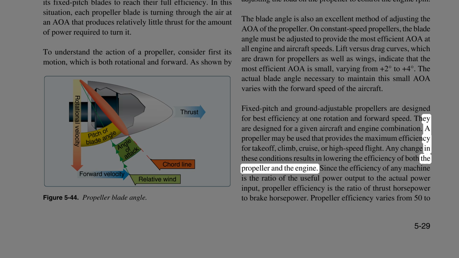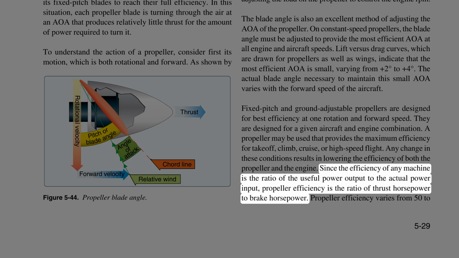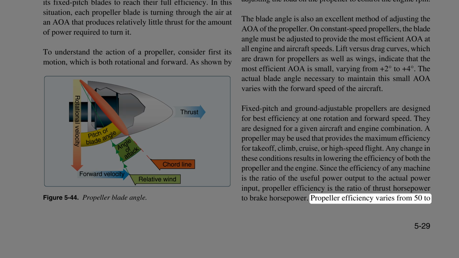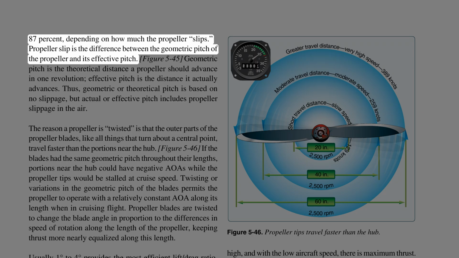propeller and the engine. Since the efficiency of any machine is the ratio of the useful power output to the actual power input, propeller efficiency is the ratio of thrust horsepower to brake horsepower. Propeller efficiency varies from 50 to 87%, depending on how much the propeller slips.